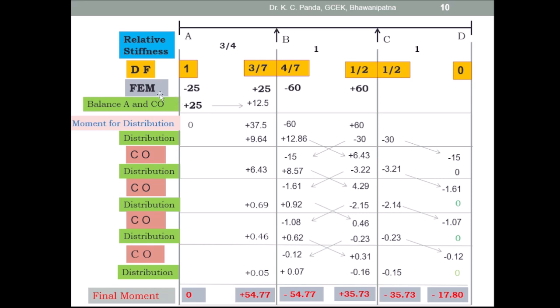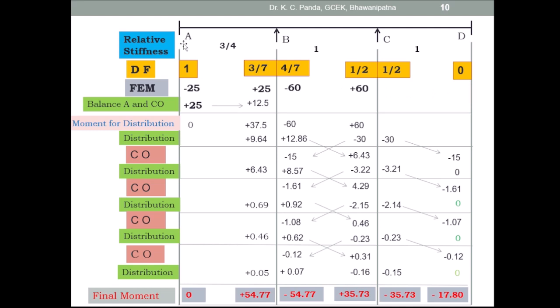Then you know the fixed end moments for the end of each span. So MFAB, you write in this column, and MFBA write in this column, MFBC write in this column, then MFCB write in this column, then MFCD write in this column, then MFDC write in this column. So here you know the fixed end moment MFAB is equal to minus 25, and MFBA is equal to plus 25, and MFBC is equal to minus 60, and MFCB is equal to plus 60. So these are the fixed end moments.